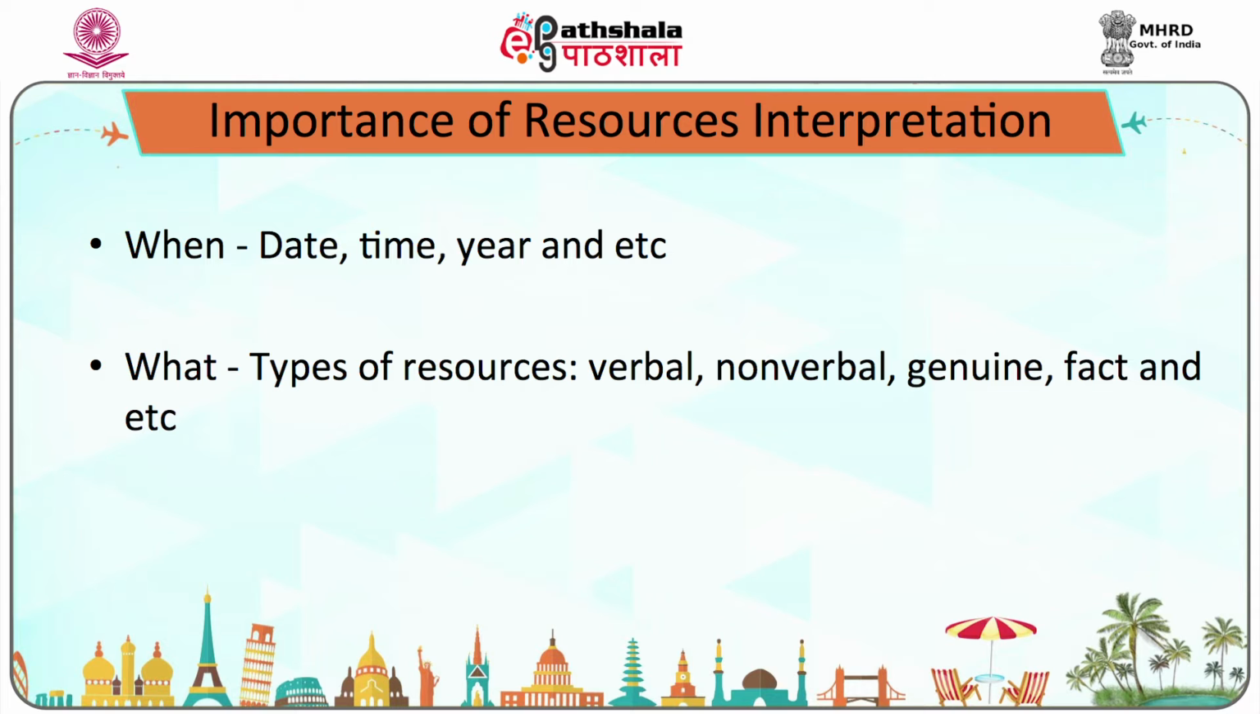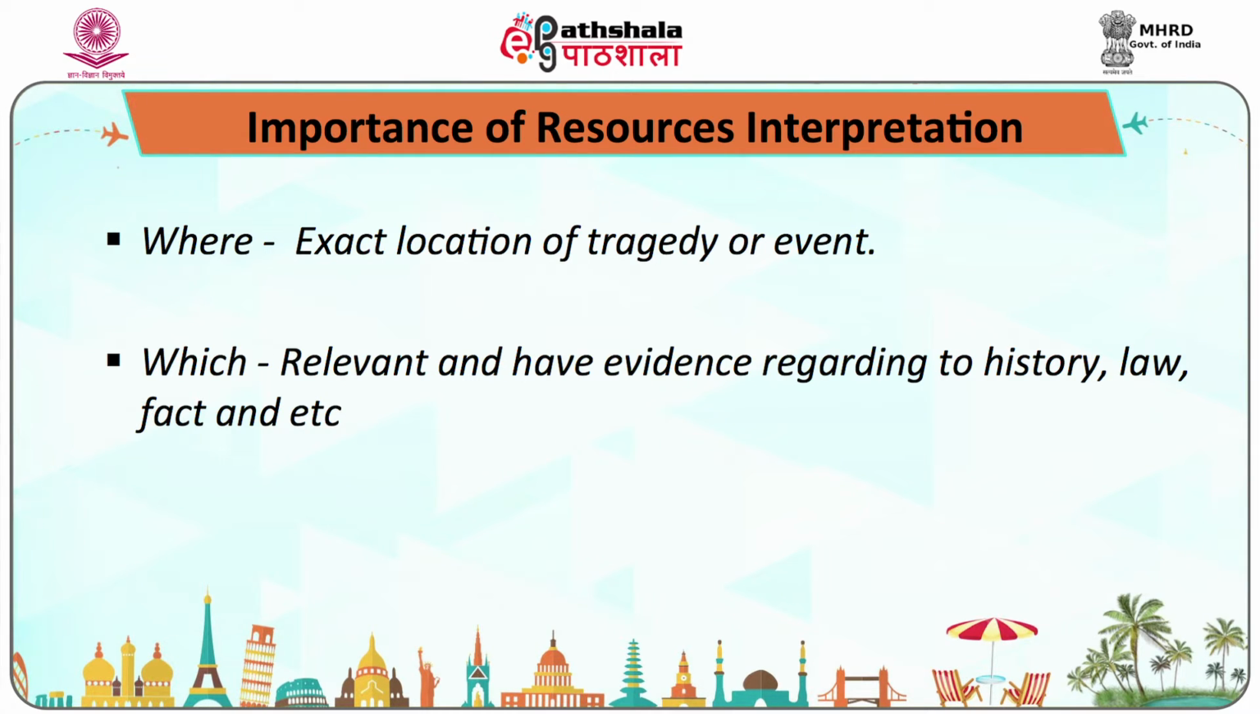The fifth W is what. What types of resources: verbal, non-verbal, genuine, facts, etc. The sixth W is where. Where exactly the location of the tragedy or event happened. And the last one is which. Relevant and have evidence regarding history, law, facts, etc.